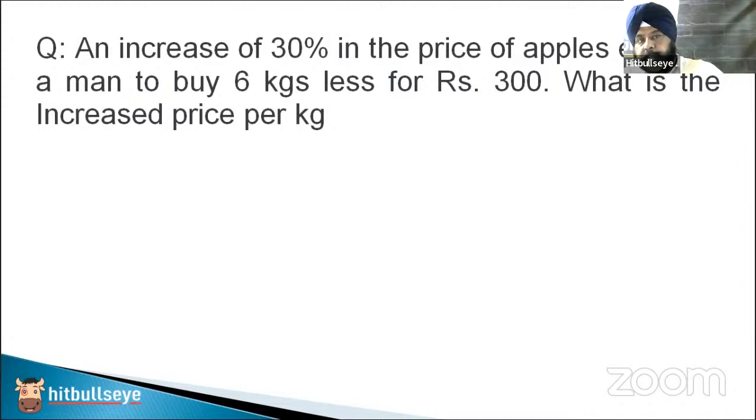A 30% increase in the price of apples enables a man to buy 6 kg less for rupees 300. It means whatever he was buying in 300, he is now only able to buy 6 kg less than whatever he was buying. But the reason for that is the increase in price.